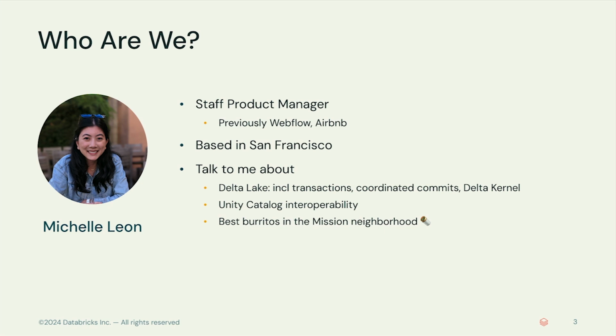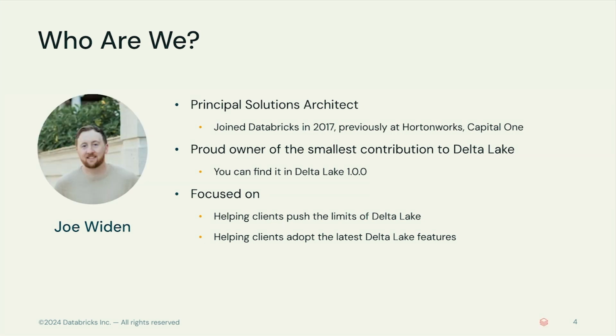All right. And my name is Joe Wyden. I'm a Principal Solutions Architect. I've been at Databricks since 2017. Before that, I had a little pit stop at Hortonworks, and before that, I worked at Capital One. I am the proud owner of the smallest contribution to Delta Lake. It is a single line, and you can find it in Delta Lake 1.0.0. I focus at Databricks helping our clients use Delta Lake and really push the limits, and oftentimes that dovetails into the second part, where I like to help our clients use the latest features like deletion vectors and the change data feed and all the fun stuff we're going to talk about today.